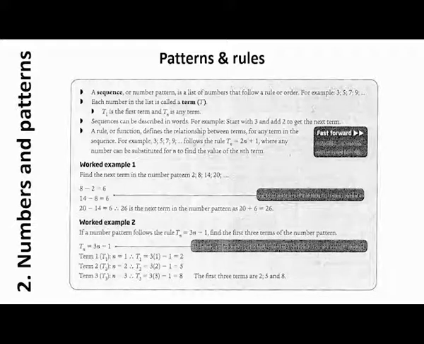There's an example. Find the next term in this pattern. So we take 8 minus 2, and 14 minus 8, the previous term, and 20 minus 14. Then we see we have 6 as the common factor. So the next term in the pattern will be 20 plus 6, so it will be 26. Okay, and then you can work through the next example as well.